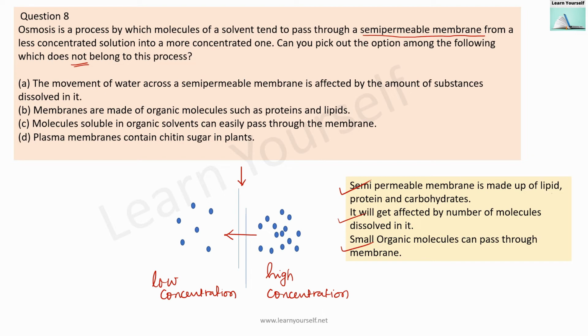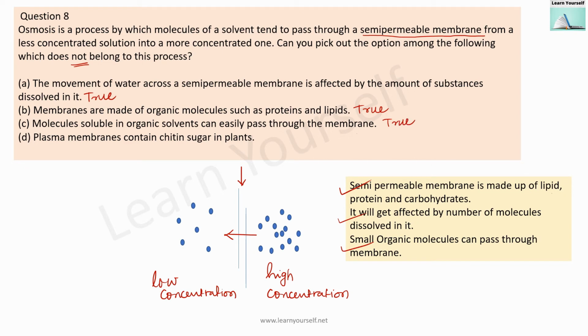The first option is the movement of water across a semi-permeable membrane is affected by the amount of substance dissolved in it. Yes, it is true because it will decide its concentration. So it will get affected by that. Second option is membranes are made up of organic molecules such as protein and lipid. Yes, that is also true. Third option, molecules soluble in organic solvents can easily pass through the membrane. Yes, they can pass through the membrane.